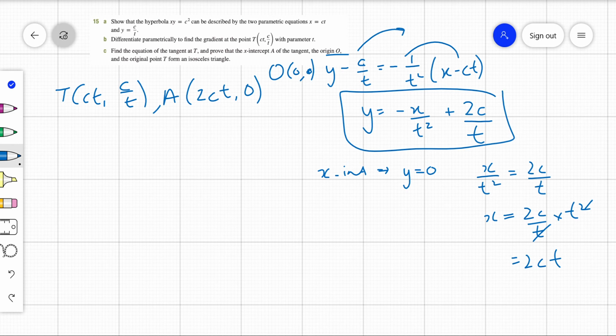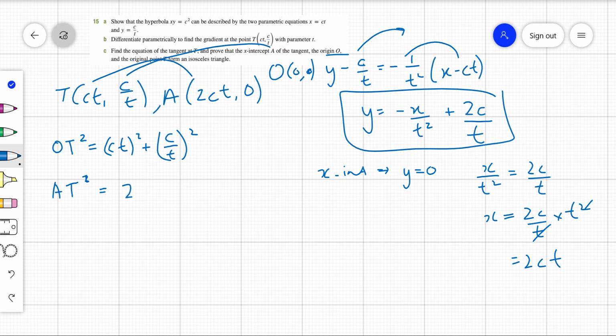So let's say OT squared, so we don't have to do square rooting. From O to T, that would just be ct, so the x value squared, and the y value squared. And if I look at OA, that would just be 2ct, that would be the distance. So I know not to look at that one, so I'm going to look at TA, or AT, it doesn't really matter. So AT squared, again using Pythagoras.